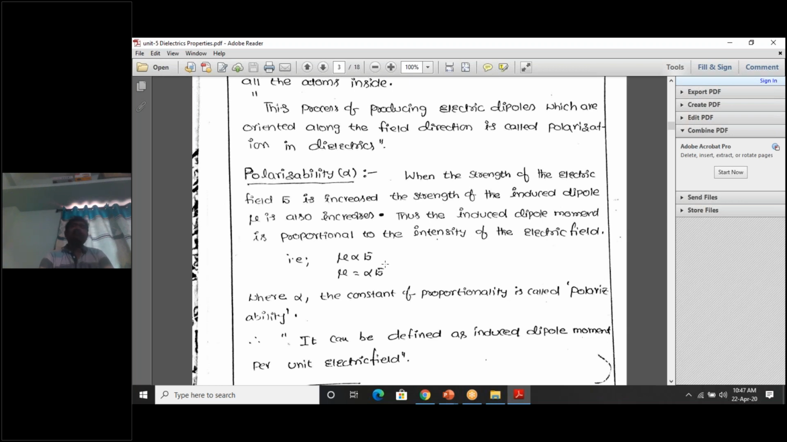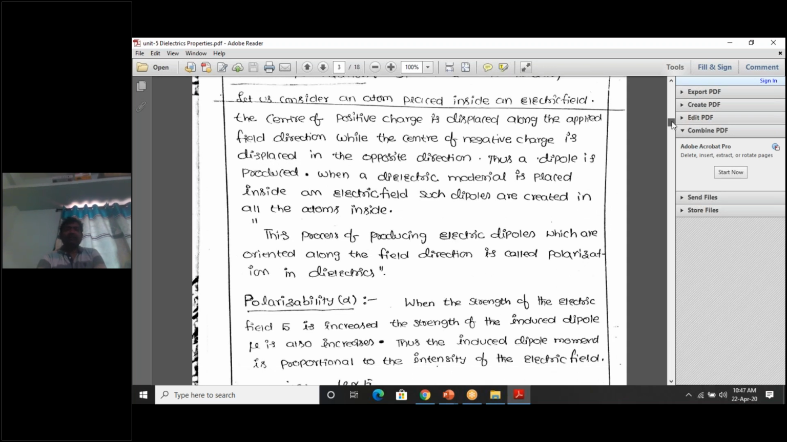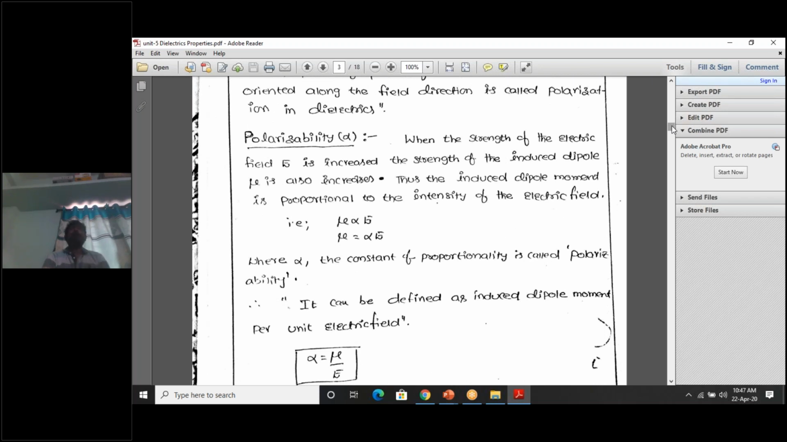So in simple language, what is polarizability? Polarizability says the magnitude of polarization. For example, you and your friend are invited to eat some sweets. Your eating capability is 2 sweets, your friend's eating capability is 4 sweets. So eating capability is more for your friend than for you. That eating ability is represented here as polarizability alpha. That is eating ability; this is polarizing ability.